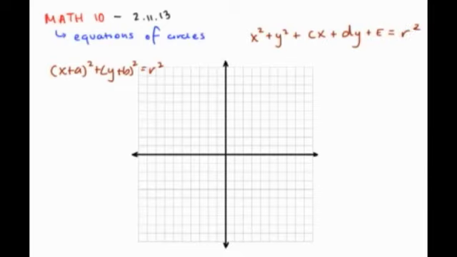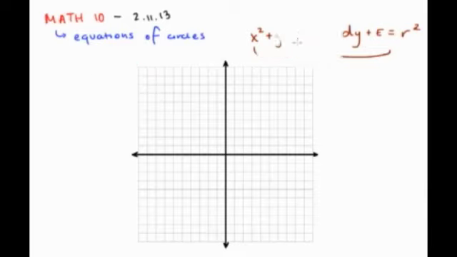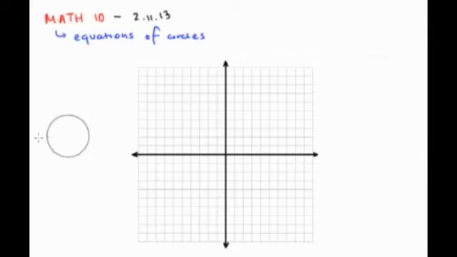And so sometimes they might give you something in this general form, and what they want you to do is bring it back to this standard form so that you can graph it easier, because it's not easy to look at this and graph from here. So what I'm actually going to do is I'm just going to give you a random problem.